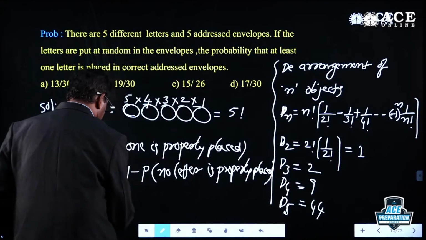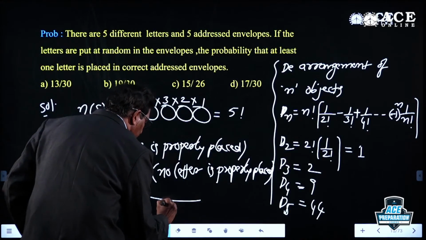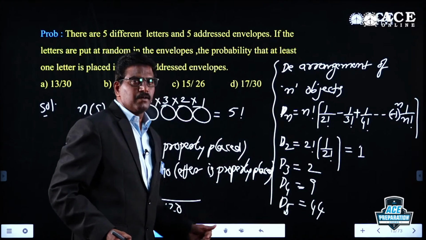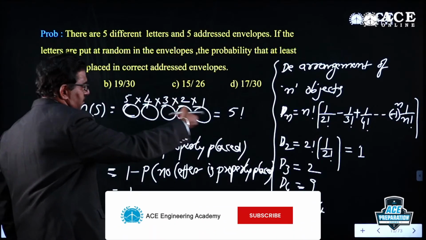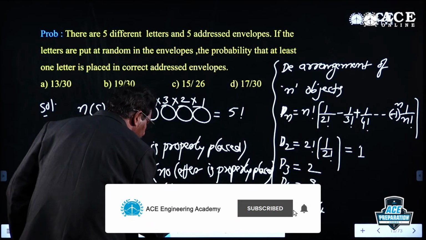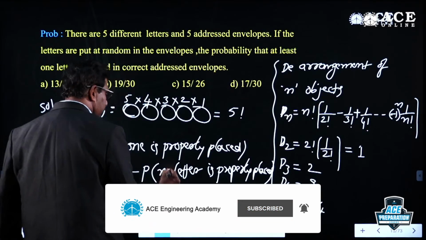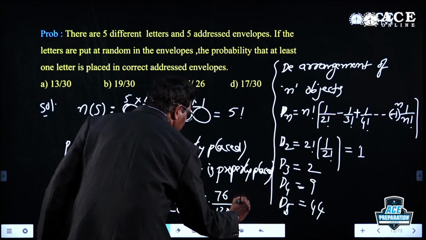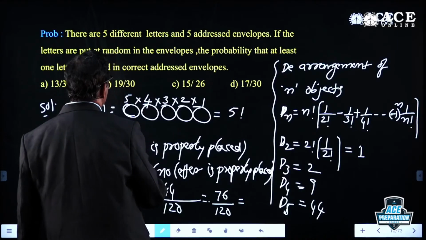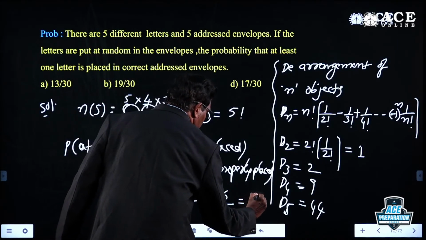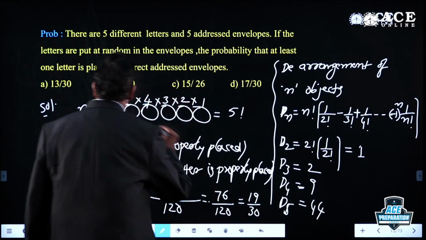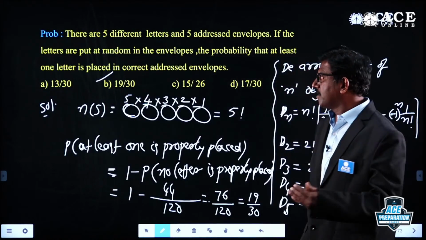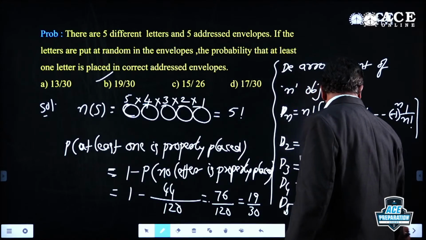That is 1 minus, denominator 120. Probability of no letter properly placed means D5, dearrangement of 5 letters. Dearrangement of 5 letters is 44. So 120 minus 44, that is 76 by 120. 76 by 120 means which option is right? 19 by 30. Option B is correct. Are you clear? This is dearrangement, sir. This is the way.